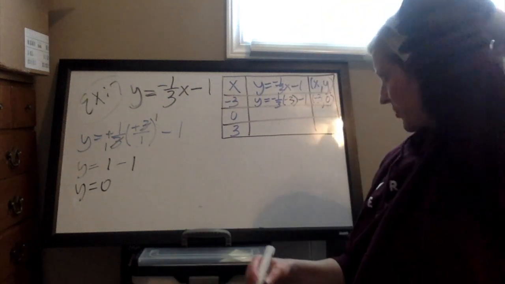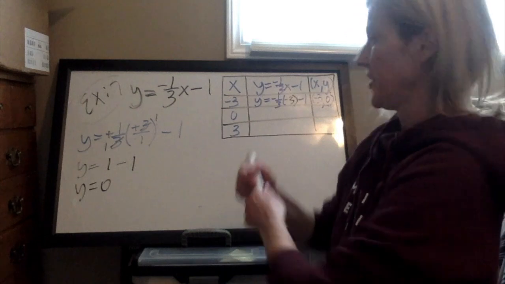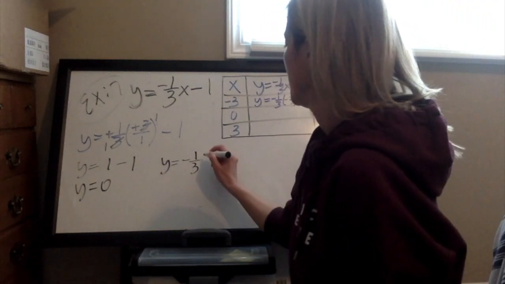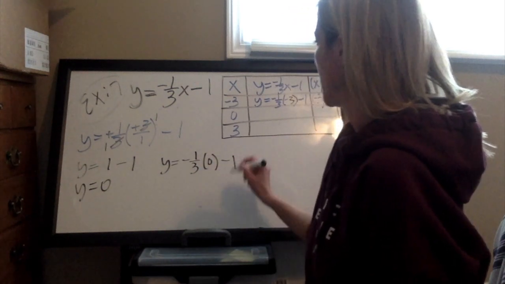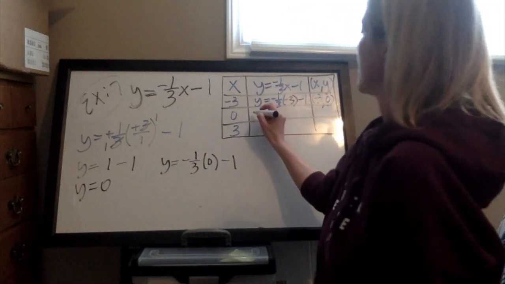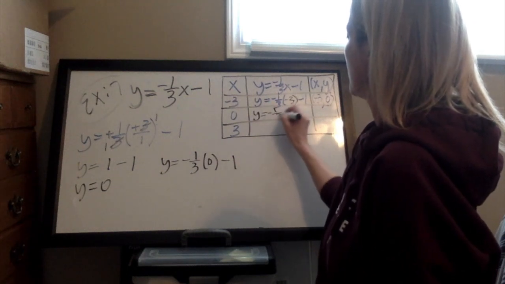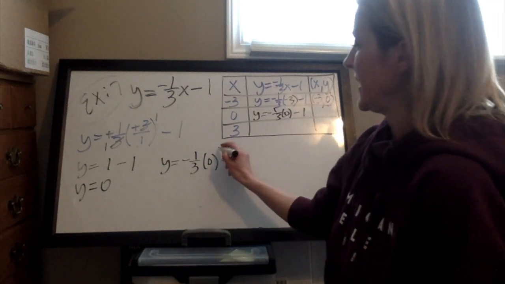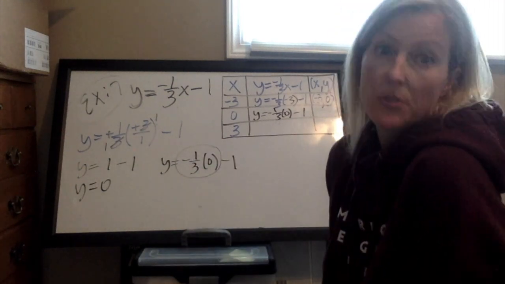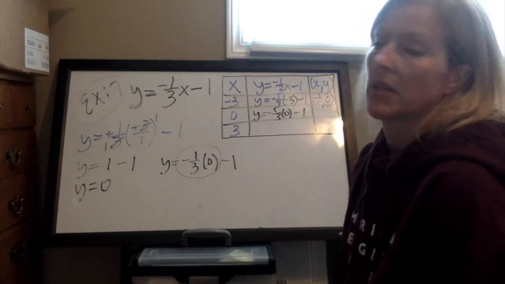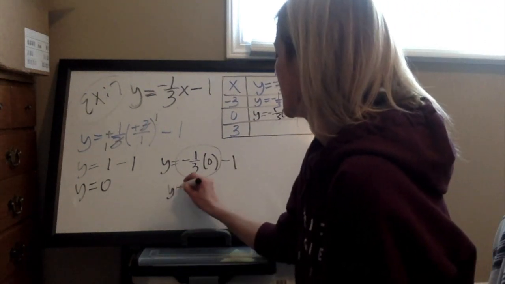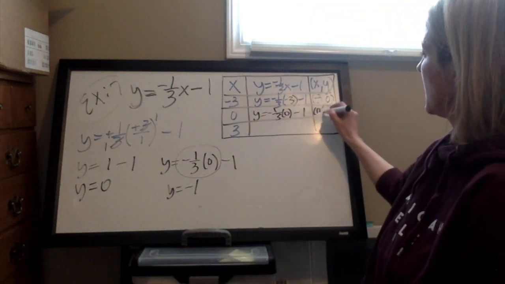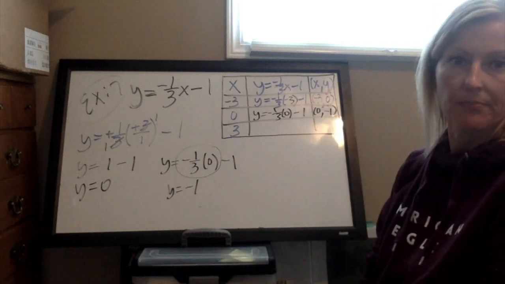And then we're going to do the next one. So plugging in 0, well, that one's going to be easy. So you're going to go y equals 1/3 times 0 minus 1. Oh, I forgot to put it up here. So I'm going to write it up here. Times 0 minus 1. Okay. So then anything times 0 gives you 0. So 0 minus 1 is a -1. So y is going to equal a -1. So I plug it back in here, 0, comma, -1.